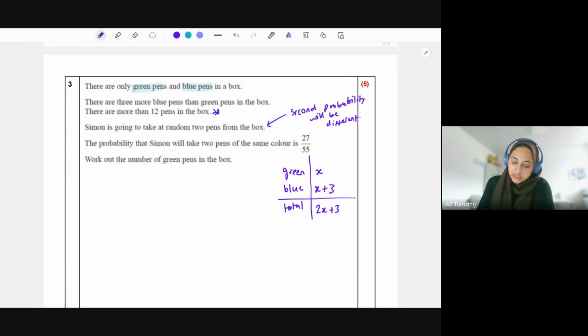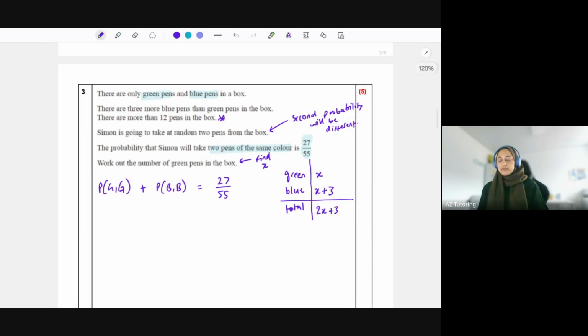Okay, so the probability that Simon will take 2 pens of the same color is 27 out of 55. Well, the only probabilities that could be is the probability that it could be green, green, that's the same color, and the probability that it'd be blue, blue, because he's picking 2 pens of the same color. So adding those 2 probabilities together, we get 27 over 55. And it says work out the number of green pens in the box. So that just means find X is what we need to do.